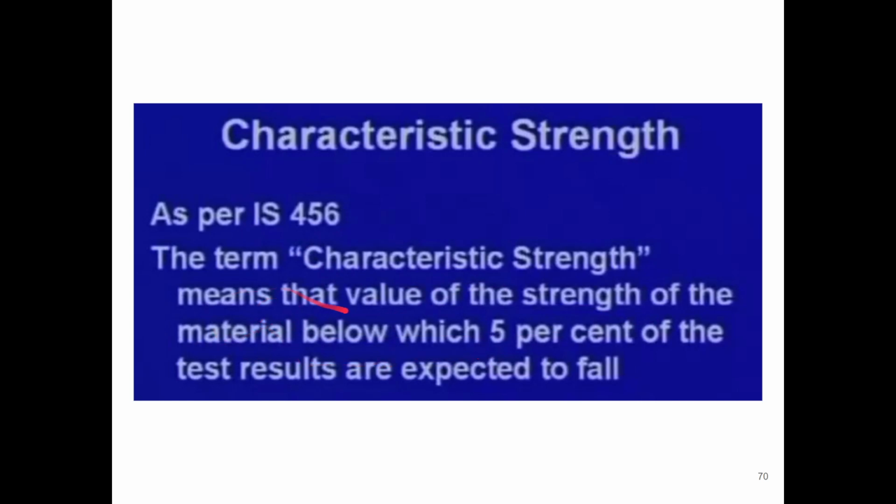That means the value of the strength of the material below which 5% of the test results are expected to fall. Say for example, if you are taking 30 megapascal as the characteristic compressive strength, that means if you cast 100 150 mm cubes and try to find out their compressive strength, at least 95 cubes will have compressive strength more than or equal to 30 megapascal. Only 5 or less than 5 are to be found below 30 megapascal.